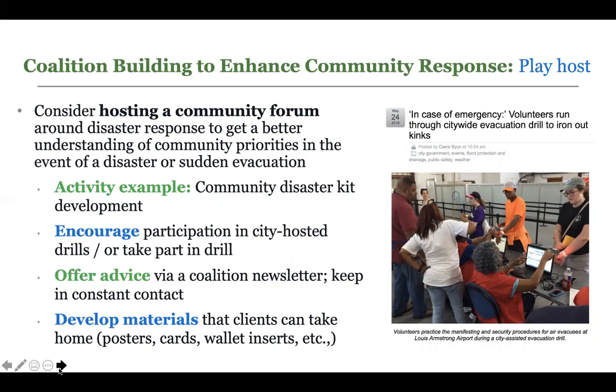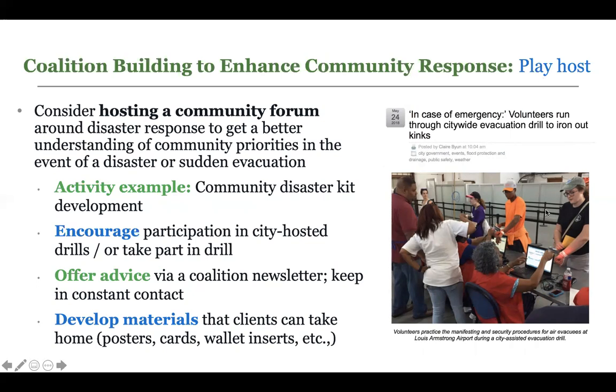And then finally, something that you can do pretty much as soon as starting this week or developing this kind of process is to play host to community forums. You're an expert in something, and every field relates to disaster and the needs in the post-disaster environment. So consider hosting a community forum specifically around disaster response, so you can understand what your resources are, what your community needs, what your community expects of you.